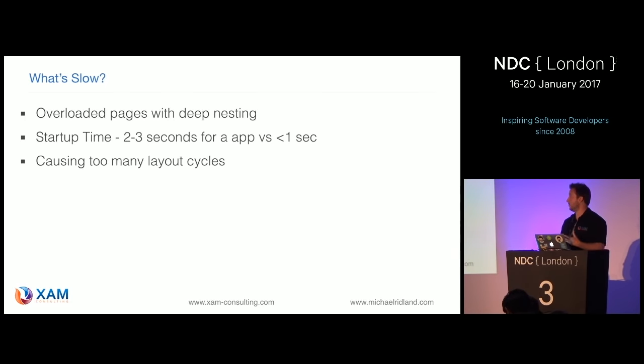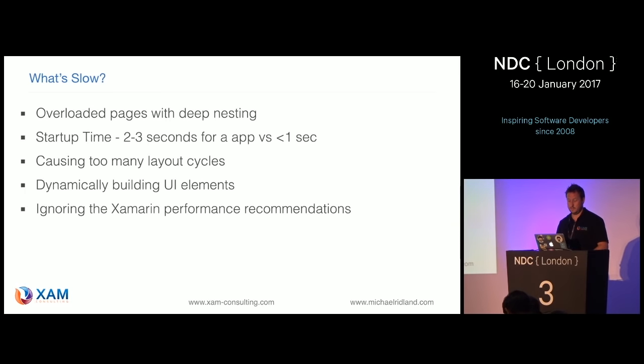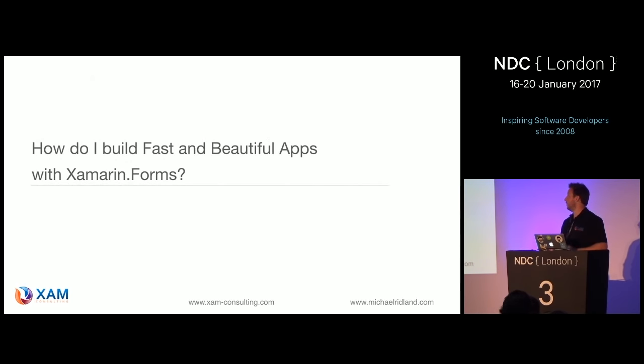Causing too many layout cycles, which we'll go into a little bit later. Dynamically building UI elements is something that you like to do, but if you can avoid it, it can actually speed up your application. If you're doing a lot of dynamic building of UI elements, it can be a problem, and you don't actually need to do it. There are ways that you can build your UI without dynamically building your UI elements and ignoring the performance recommendations. So how do I build fast and beautiful apps with Xamarin.Forms?